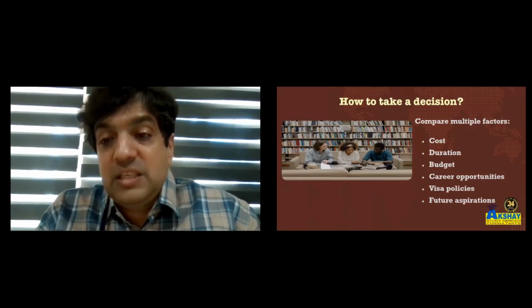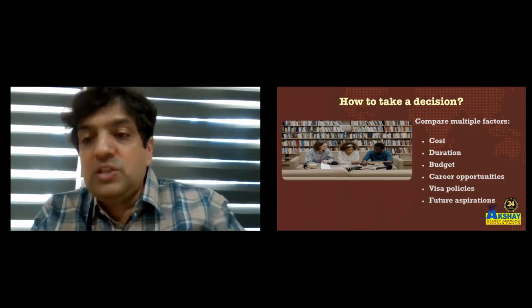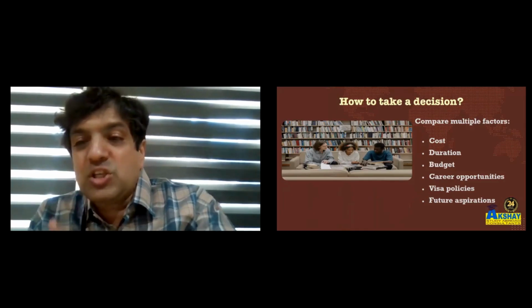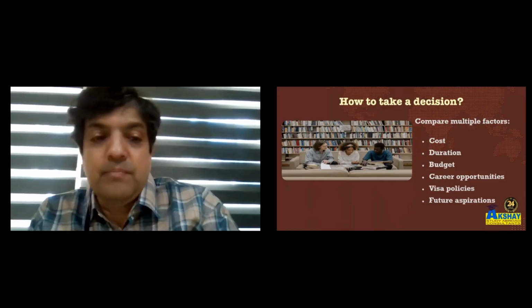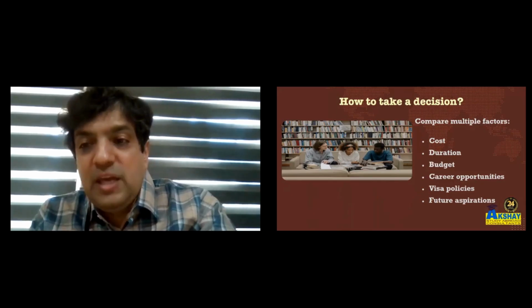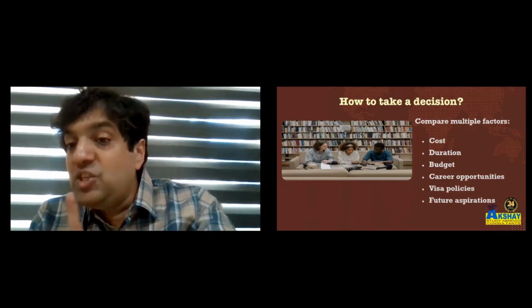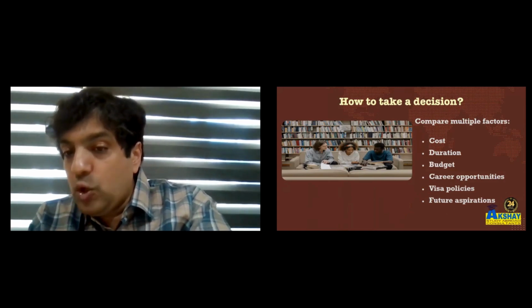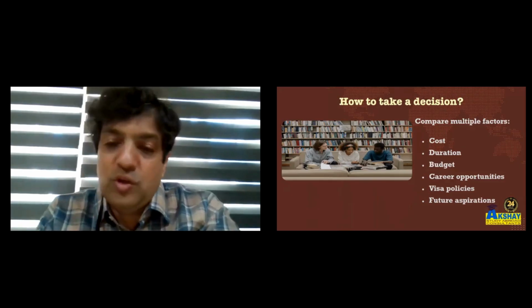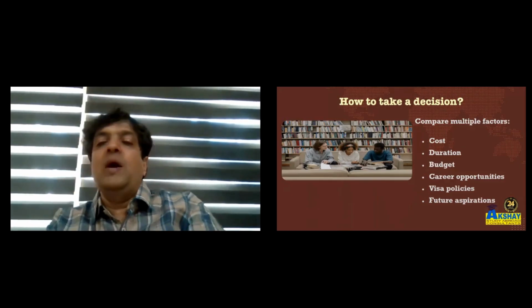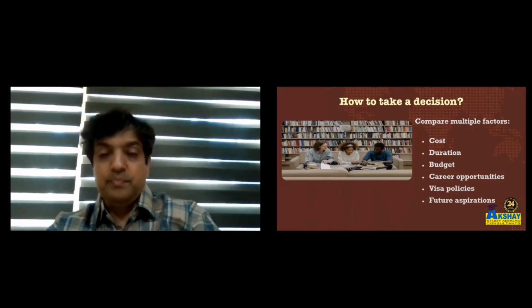Now, how to take decisions is something you have to summarize. You have to look at the cost of that university or program, duration of the program, total budget, whether what you have matches, what career opportunities, what the visa policies are, and what future aspirations you have and what you will get.